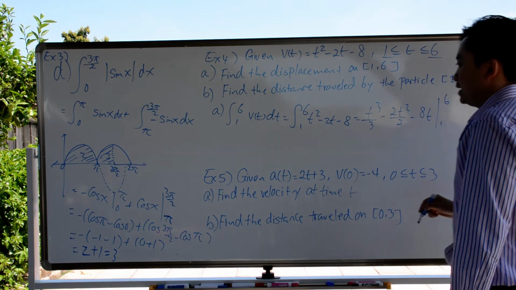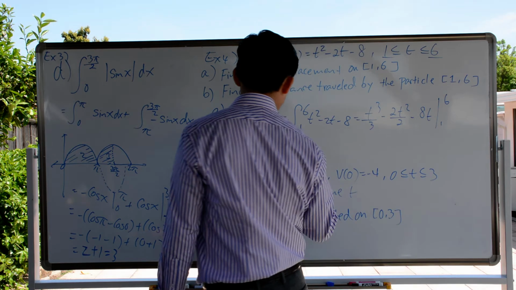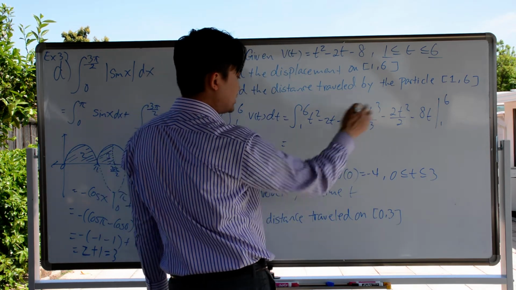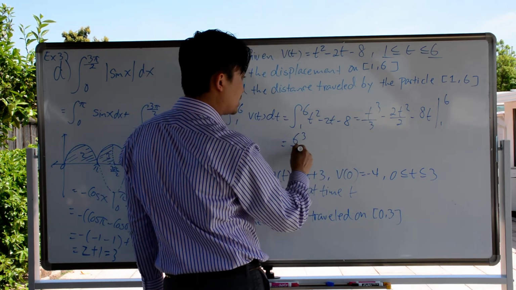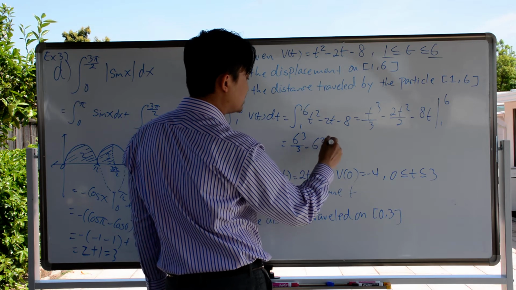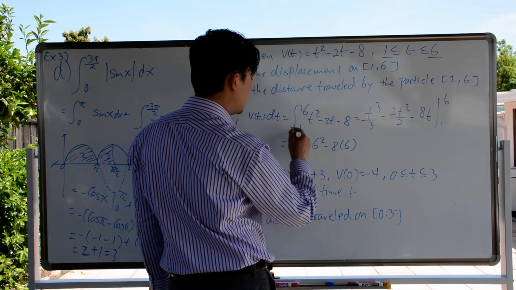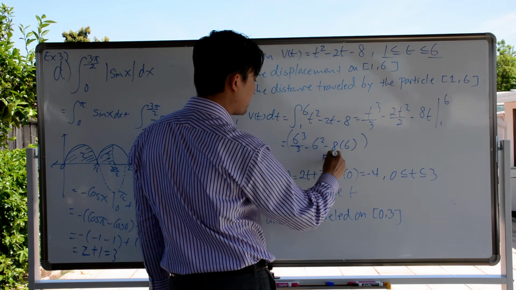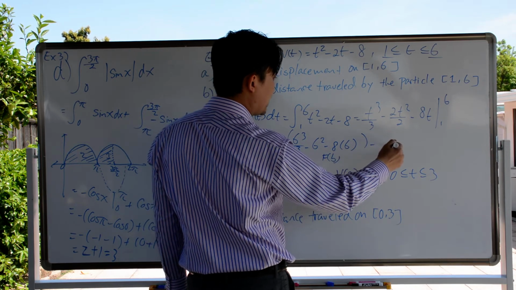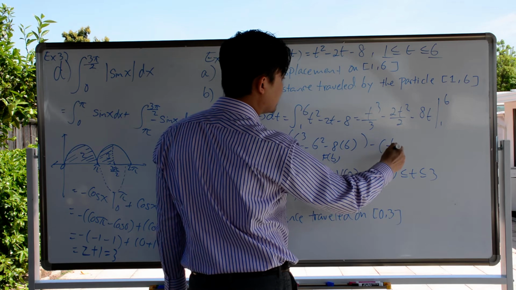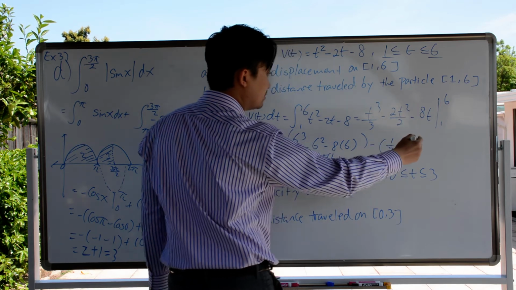And then for the rest, just use FTC part 1. So 6 to the 3rd power over 3 minus 6 squared minus 8 times 6. This one is just F of b. And then F of a: plug in 1, so we get 1/3 minus 1 minus 8.